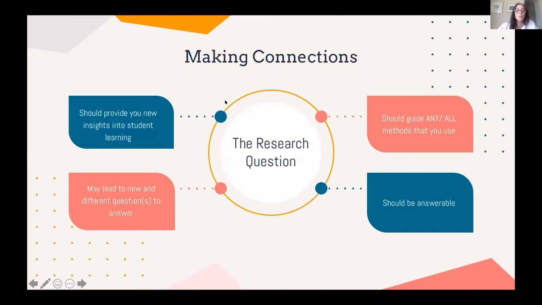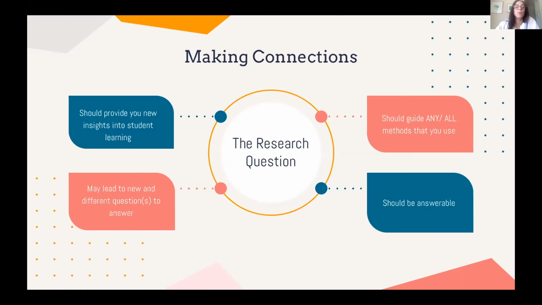Here is a final slide to wrap up. So you see, it's important to make connections across different research methods when doing any kind of research, but certainly in mixed methods research. And you see, I put in the middle the research question. So what I'd like to underscore again is that the methods that you choose to use really should come from your question and the best ways that you can answer the question, okay?